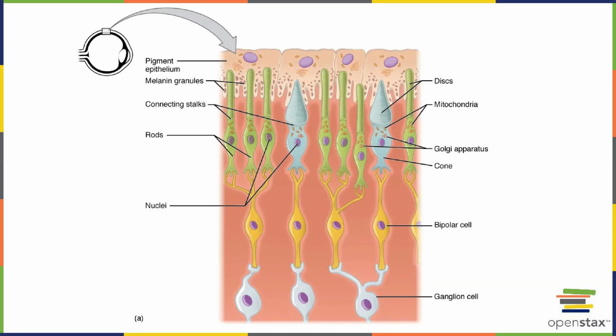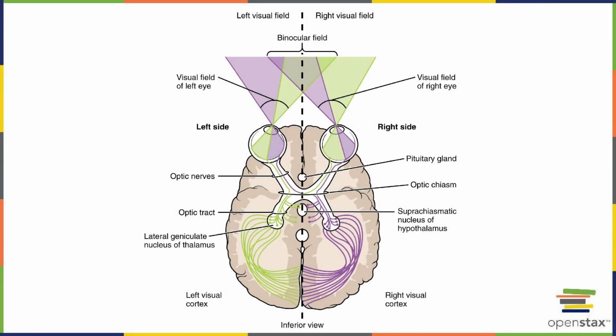After transduction, the signal passes deeper into the retina. Bipolar cells receive input from rods and cones and relay it to retinal ganglion cells. The axons of retinal ganglion cells form the optic nerve, also known as cranial nerve 2. The optic nerves travel into the cranium and reach the optic chiasm, where the medial fibers from each eye cross the midline.